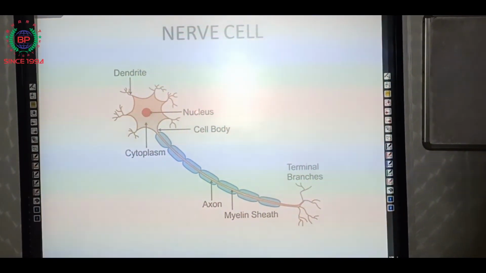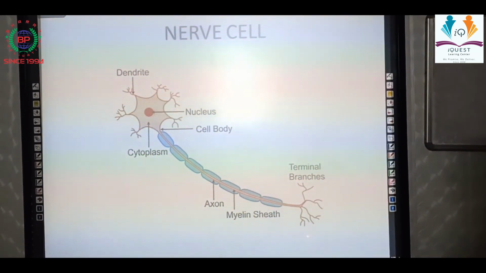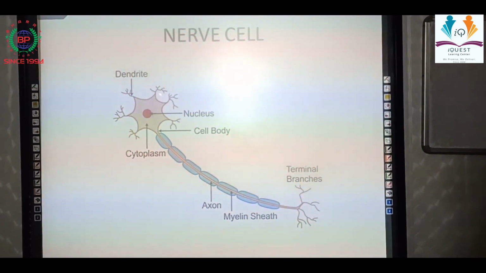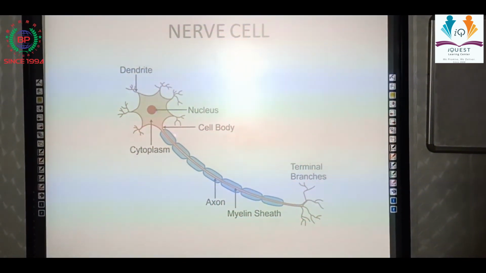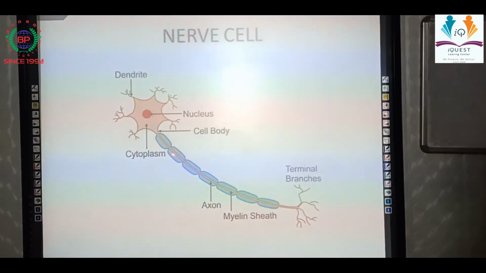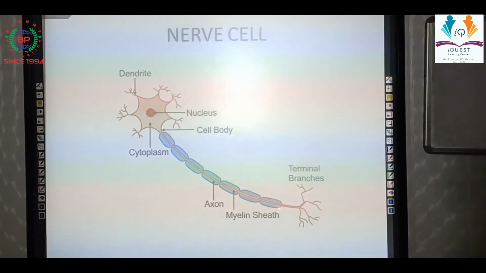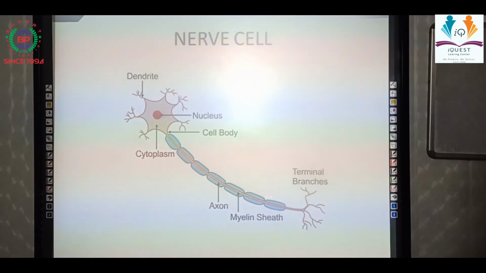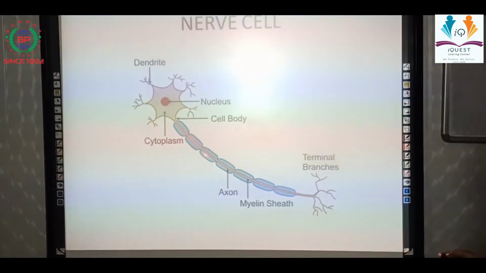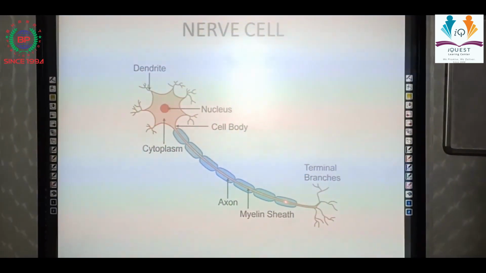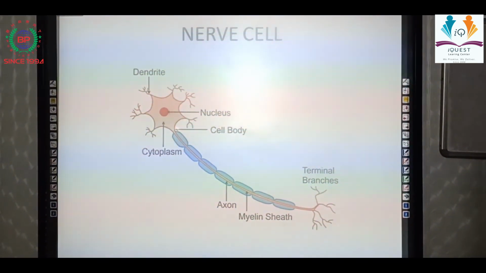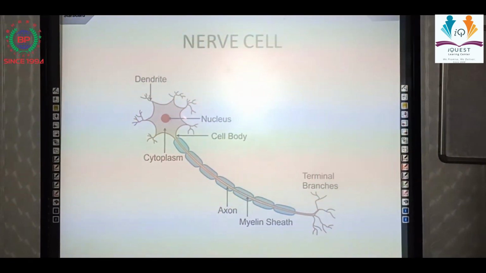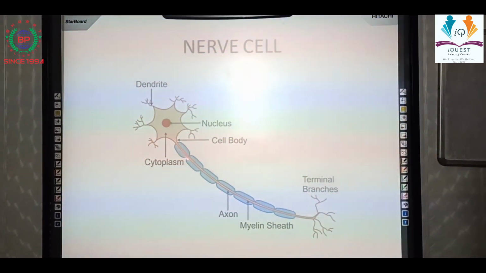You can see these are modified cells. This is the longest cell of the human body. This is the main cell body having small branch projections known as dendrites, one long unbranched projection known as the axon, and the end of the axon has the terminal branches, also known as the axon endings. The blue colored sheath present on the axon is the myelin sheath, and it is a cell, so its cell body contains the cytoplasm and the nucleus. This is the fundamental part of every cell, that is the nucleus and the cytoplasm.